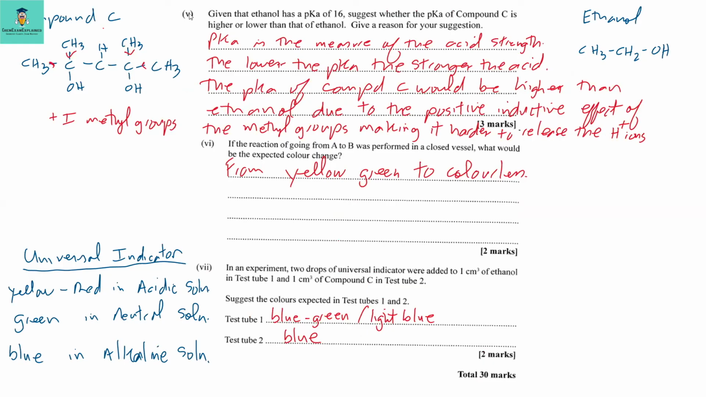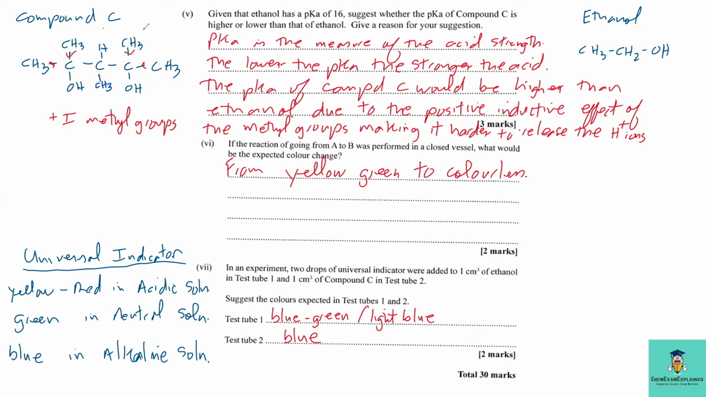So part 5. Given that ethanol has a pKa of 16, suggest whether the pKa of compound C is higher or lower than that of ethanol. Give a reason for your suggestion. All right, so we're looking at ethanol, and here we have an alkyl group, CH3CH2, which is a positive inductive group, so they push electrons towards the OH. Here we have our diol now for compound C. So here we have now our groups, and we have methyl groups that again are positive inductive groups.